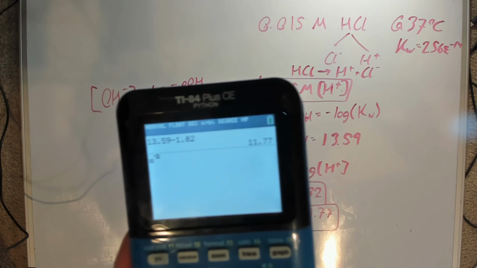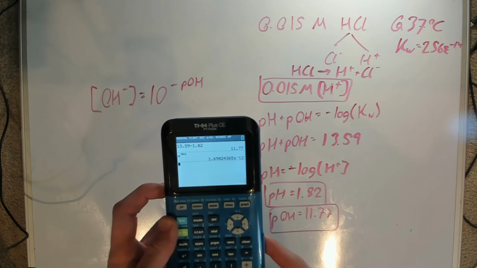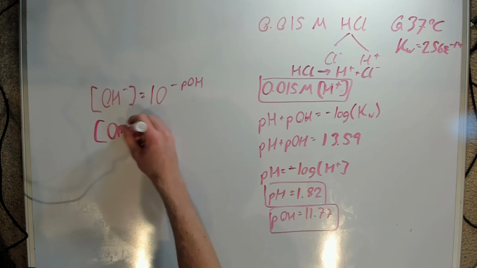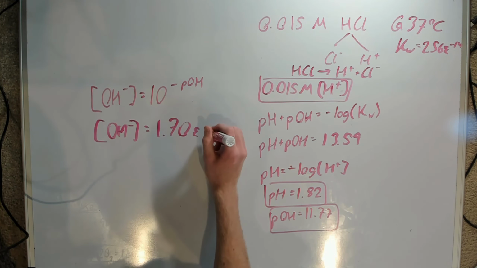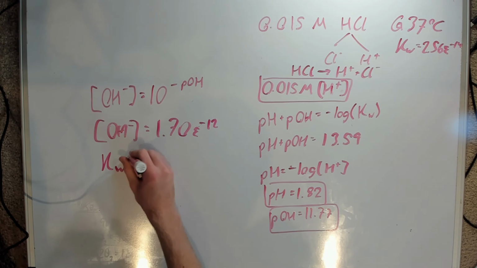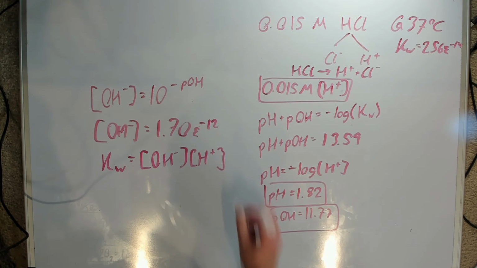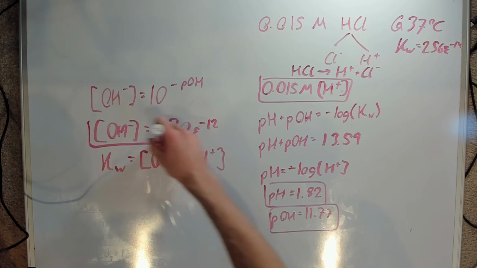10 to the negative 11.77 is equal to 1.70. So OH minus is equal to 1.70 e to the negative 12. And now we can test that here because we know that Kw at any time is equal to OH minus times H plus, because we know that that's always true. Let's just plug our Kw and our H plus in and make sure we get the same number here, because this should be the answer.